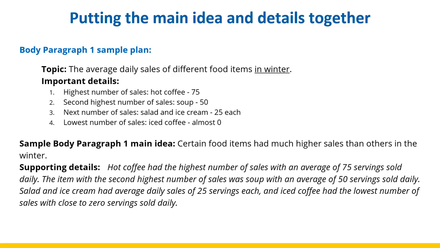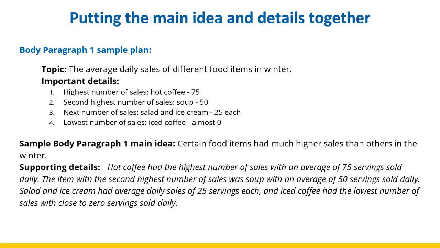Hot coffee had the highest number of sales with an average of 75 servings sold daily. The item with the second highest number of sales was soup, with an average of 50 servings sold daily. Salad and ice cream had average daily sales of 25 servings each, and iced coffee had the lowest number of sales with close to 0 servings sold daily.